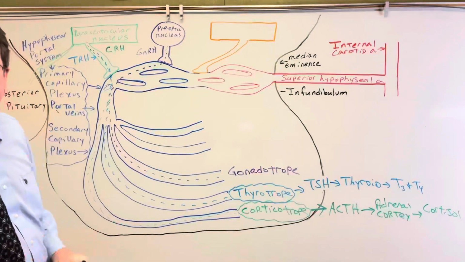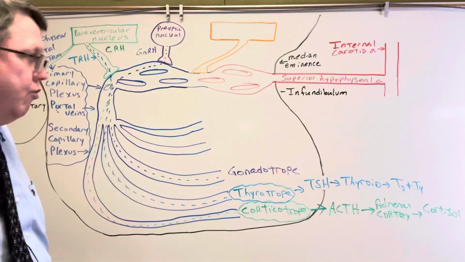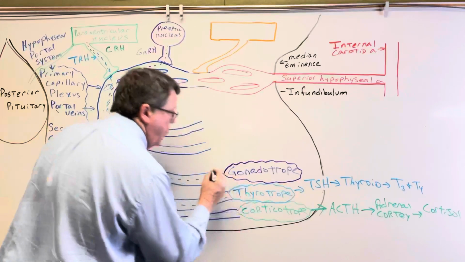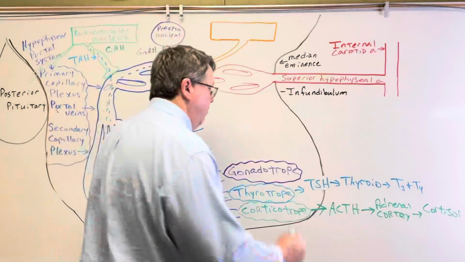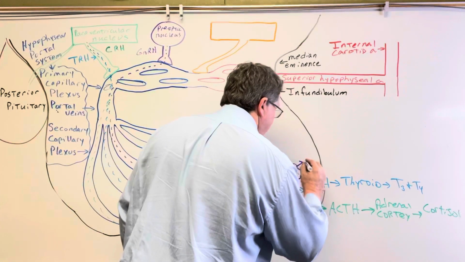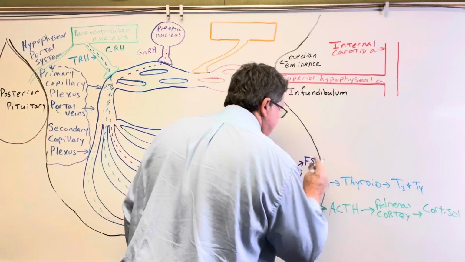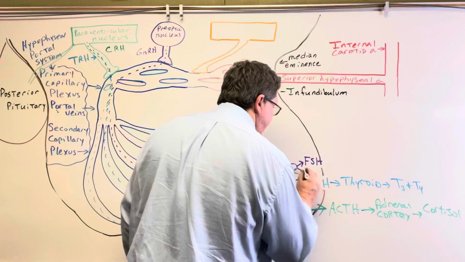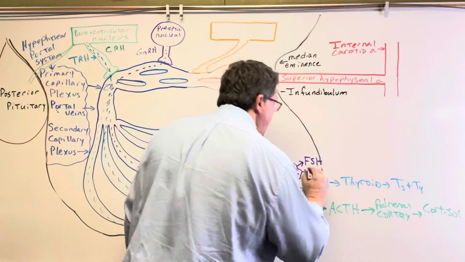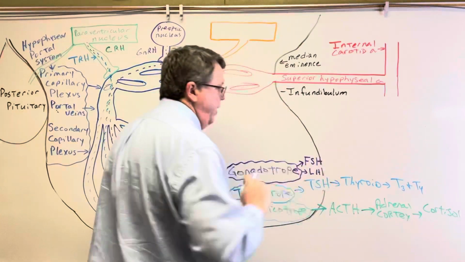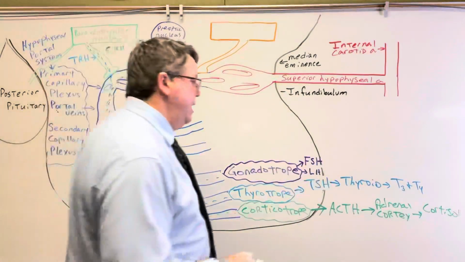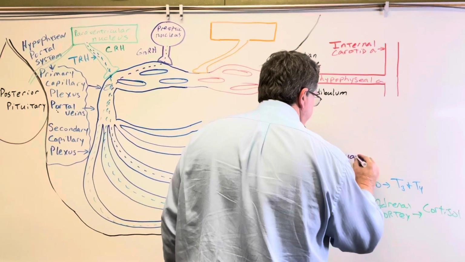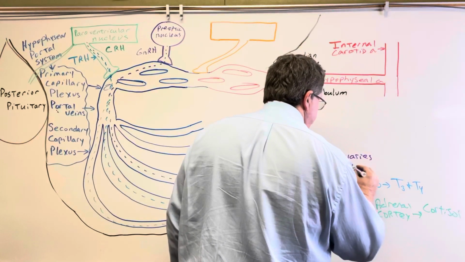And then what's going to happen is once it gets to this gonadotrope, it's going to activate this gonadotrope, and the gonadotrope is now going to release two different hormones. One is going to be called FSH, which is known as follicle stimulating hormone, right? So we're going to have FSH, which is follicle stimulating hormone, and we're going to have LH, which is luteinizing hormone. So what's going to happen now is these two are going to go down to our ovaries and down to the testes.